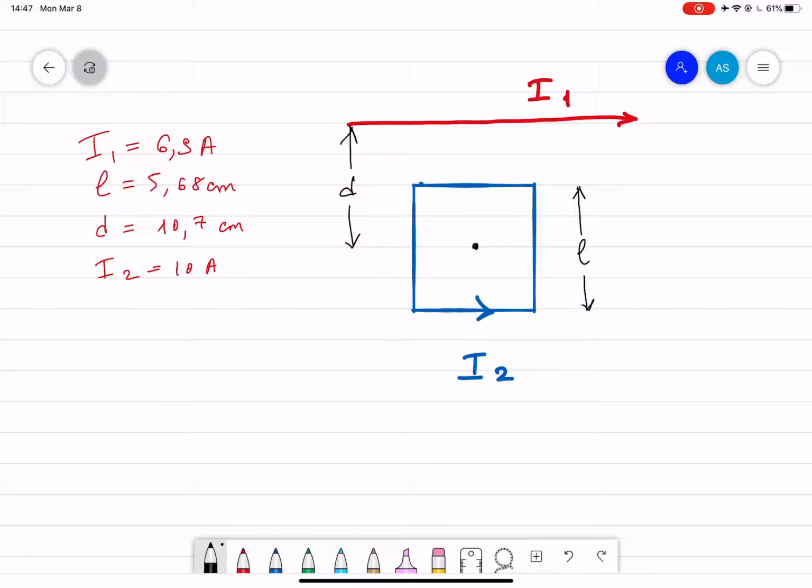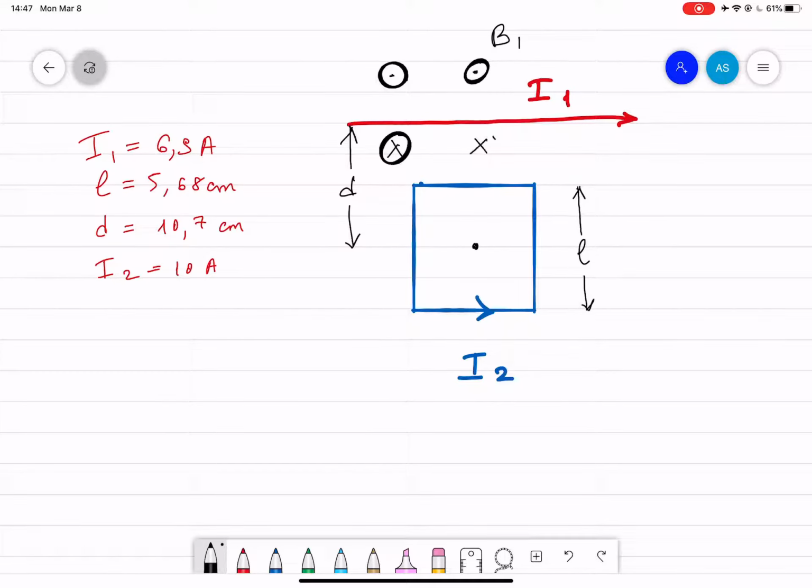Okay. Now, first of all, let's try to understand the direction of the magnetic field that was created by the current 1. Using the right hand rule, we can see that the upper side of the current 1 is out of the page, and the bottom side of the long wire, this is B1, will be into the page.